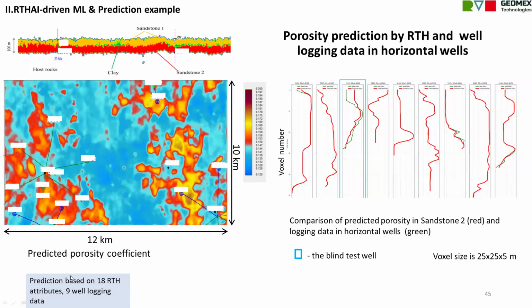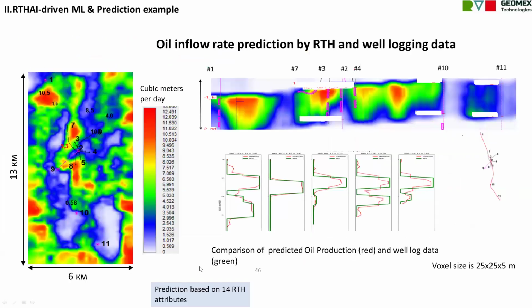So we use 18 RTH attributes. This is the result of the inflow rate prediction by RTH and well logging data. If we have some information about the oil flow, for example in our wells 1, 2, 3, 5, we use 14 attributes and learn and predict oil flow in cubic meter per day.